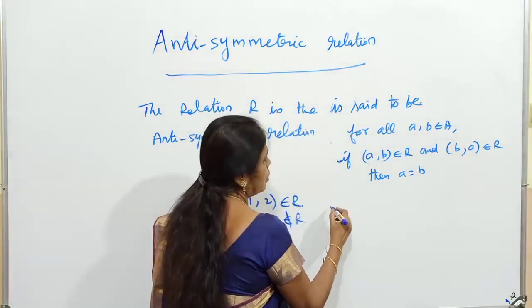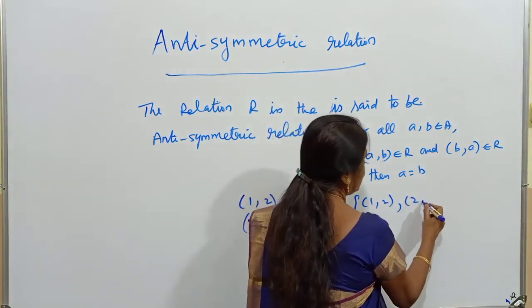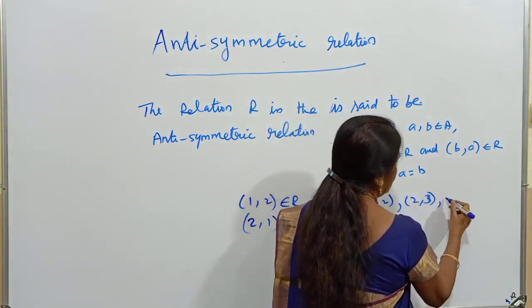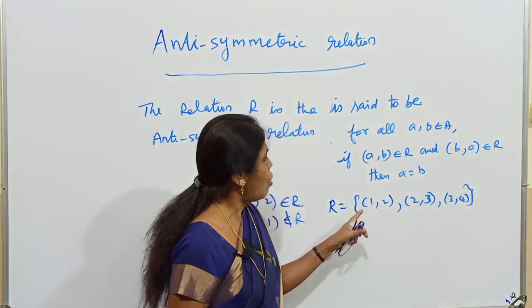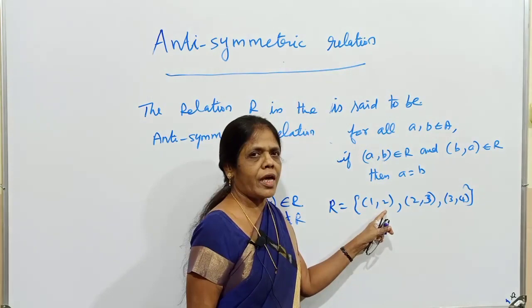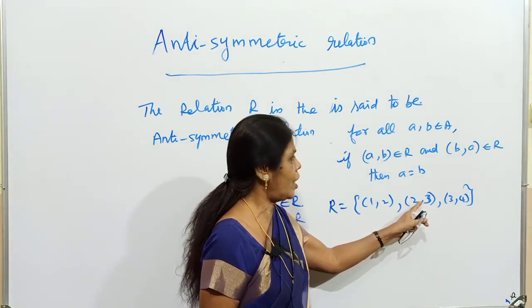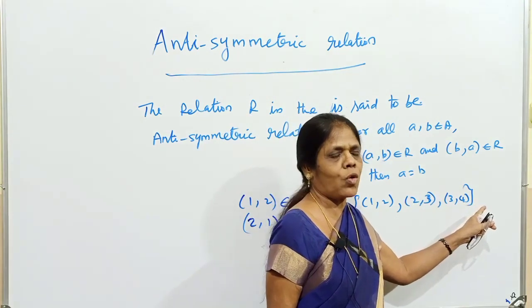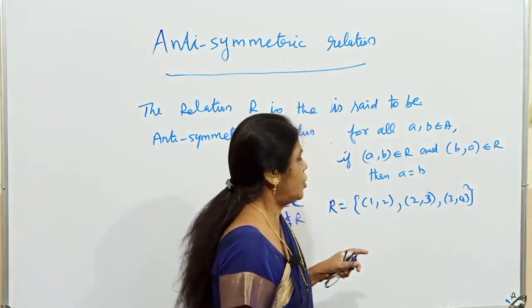For example, R equal to {(1, 2), (2, 3), (3, 4)} is antisymmetric because for all, (1, 2) is here, (2, 1) is not there. (2, 3) is there but (3, 2) is not there. (3, 4) is there but (4, 3) is not there. Therefore, it is antisymmetric. Okay, right.